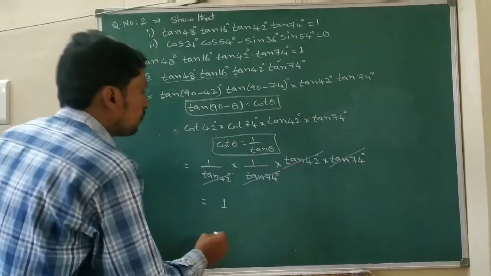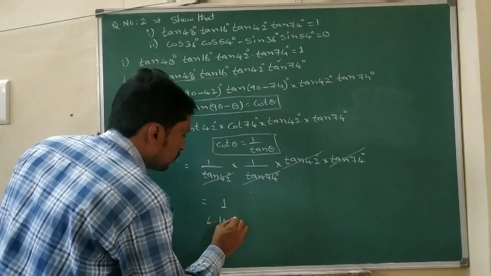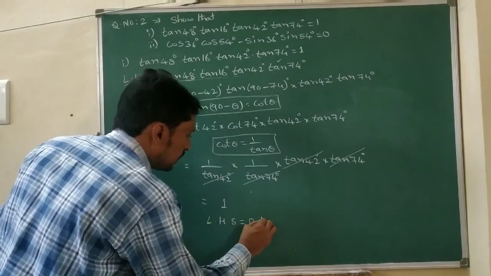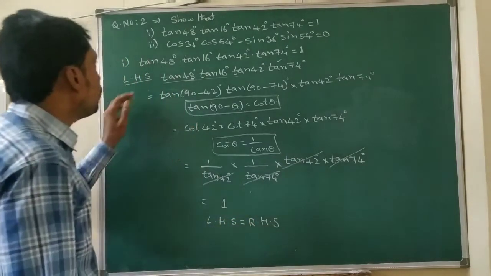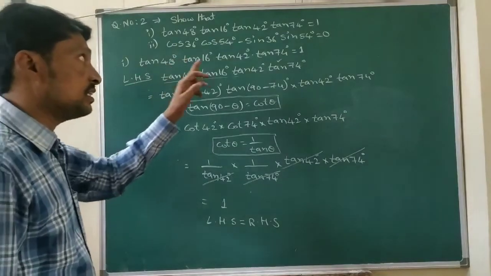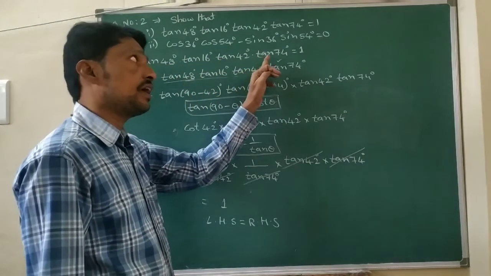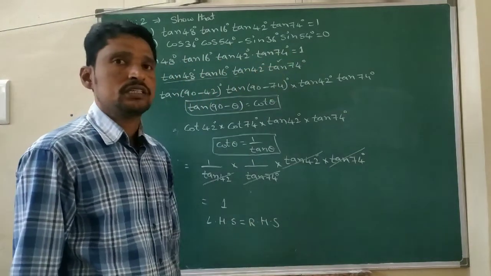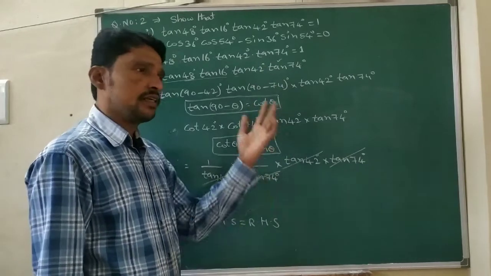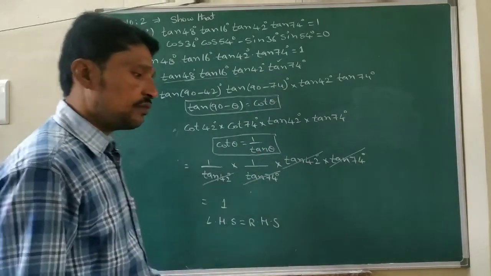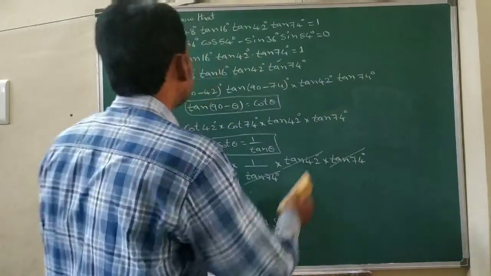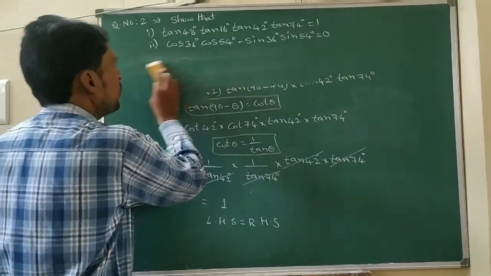So here LHS equals RHS. Tan 48, tan 16, tan 42 into tan 74 degrees, value we got is 1. This is the first problem. Now the second one.